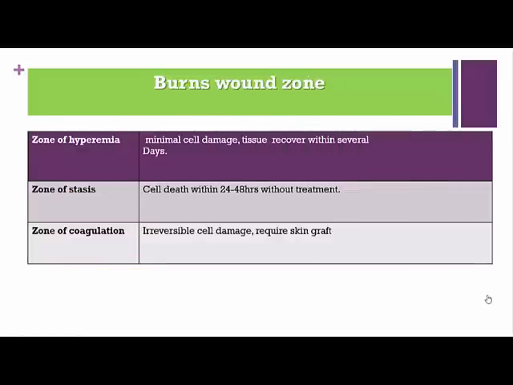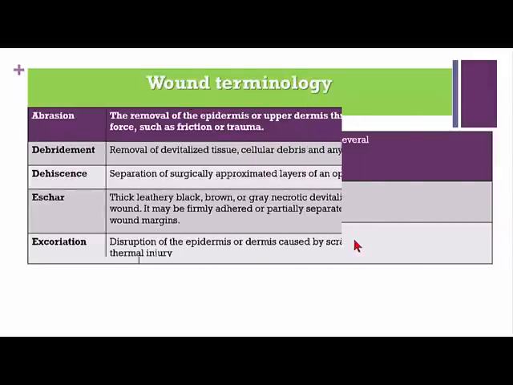Let's see the burn wound zones. Zone of hyperemia means minimal cell damage, and tissue recovers within several days. In the zone of stasis, there is cell death within 24 to 48 hours without treatment. And in the zone of coagulation, there is irreversible cell damage, and that requires a skin graft.